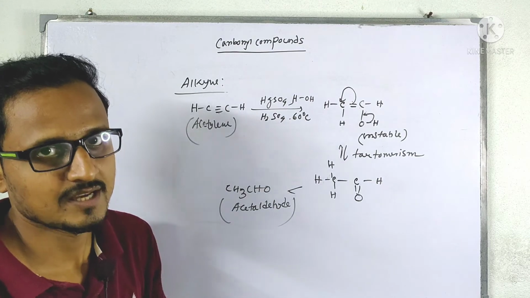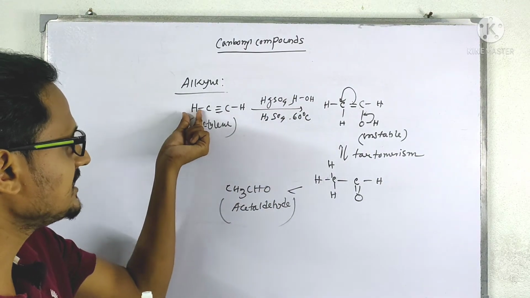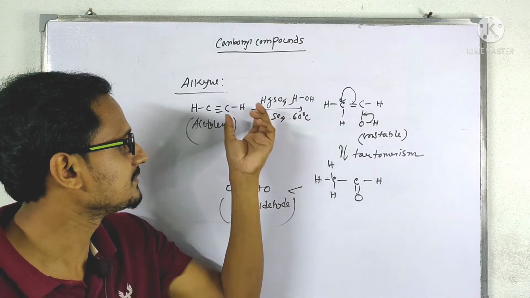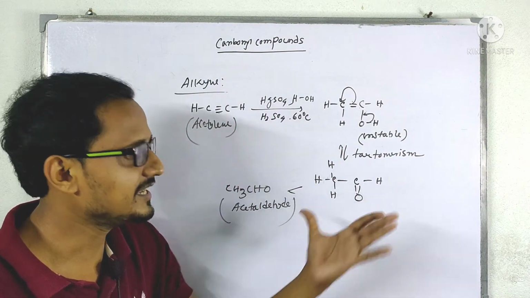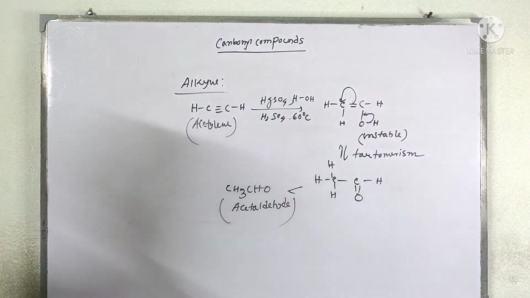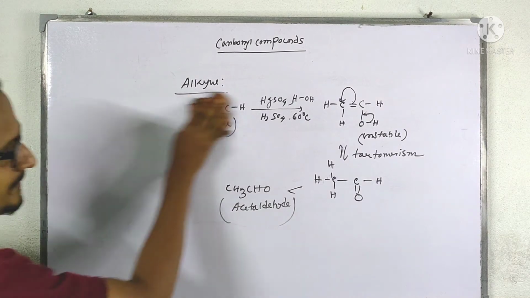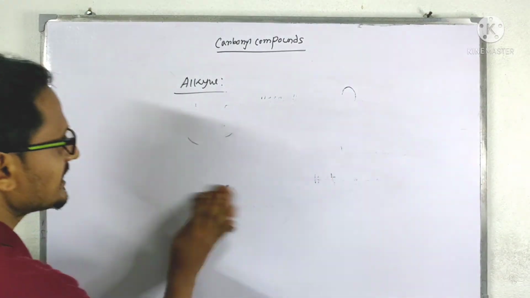Now if you take an unsymmetrical alkyne, that means instead of this H, if you take CH3C triple bond CH, then another kind of aldehyde or ketone you get. So see that reaction. Please note down this one. So I'm erasing this one. Okay, so we'll move on to the next reaction.